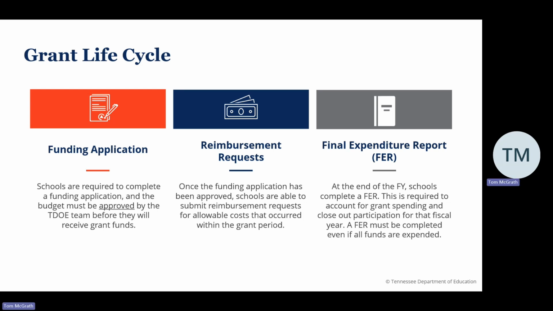Three, final expenditure report, or FER. At the end of the fiscal year, all schools with an active grant complete a FER to account for grant spending and close out participation for that fiscal year. Each school must complete a FER for each active grant, even if all funds have been expended.